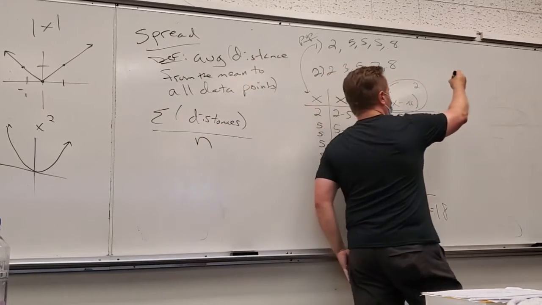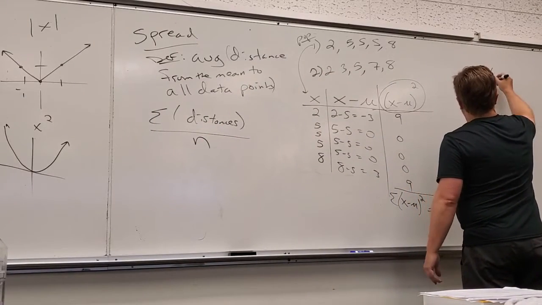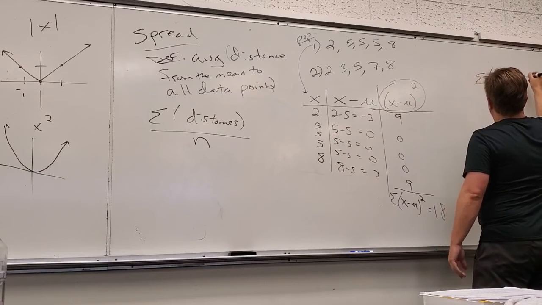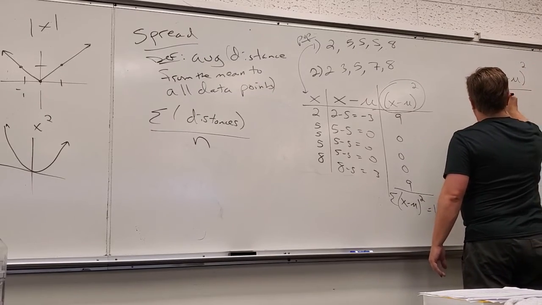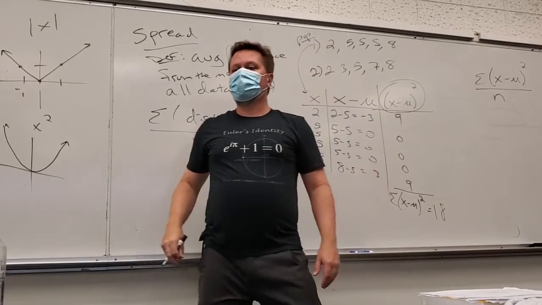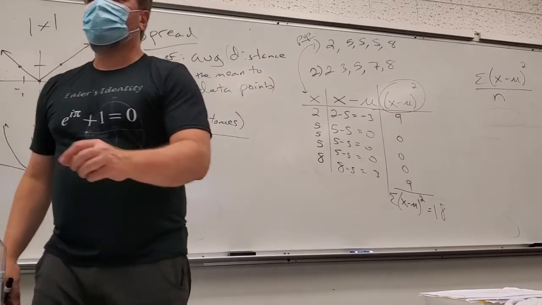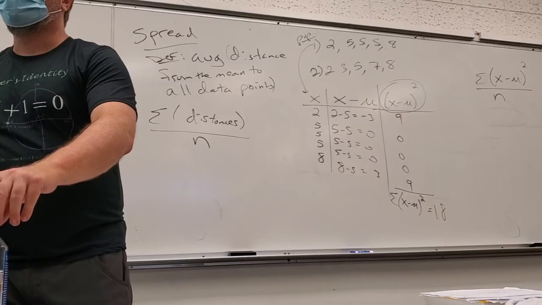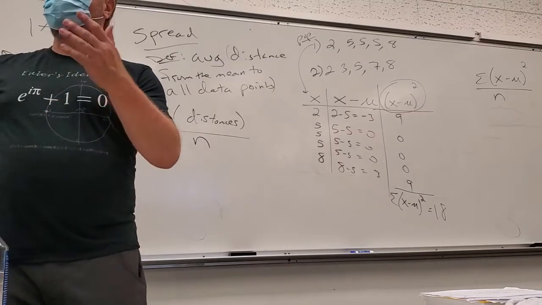So what's the formula for what we're doing? I do this, divided by n. This is a dumb question, but what does the little sigma mean? That means the sum? Yes.